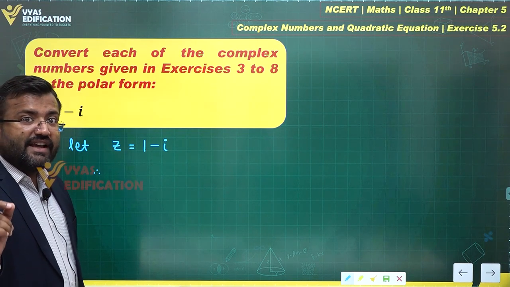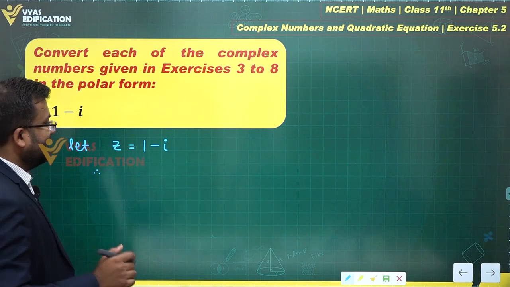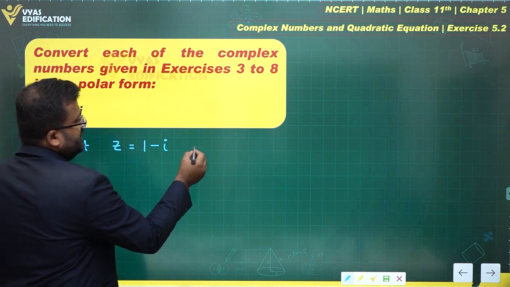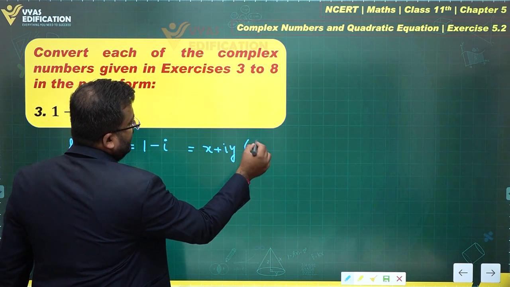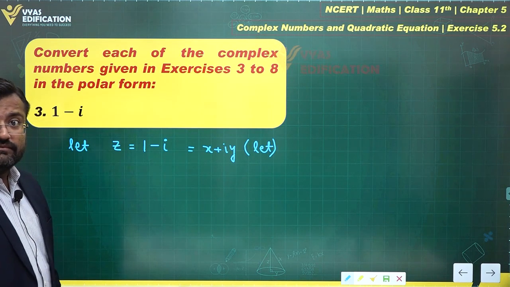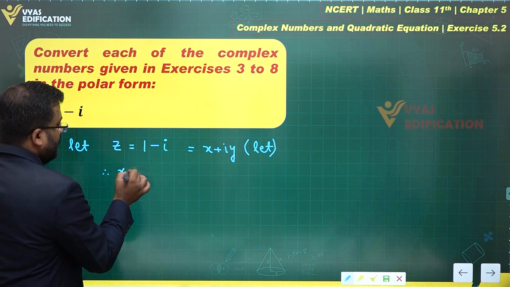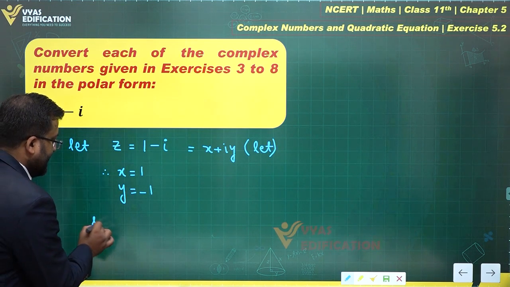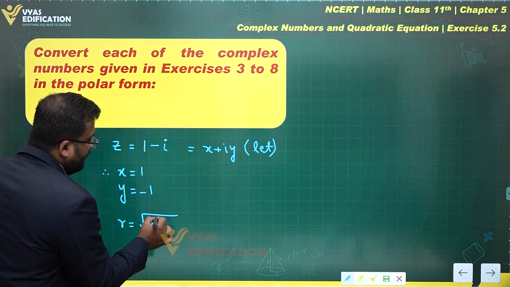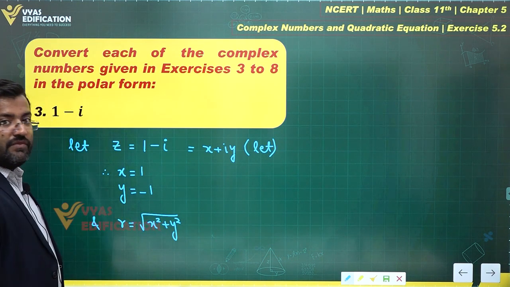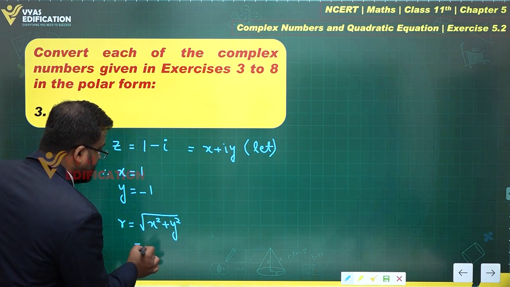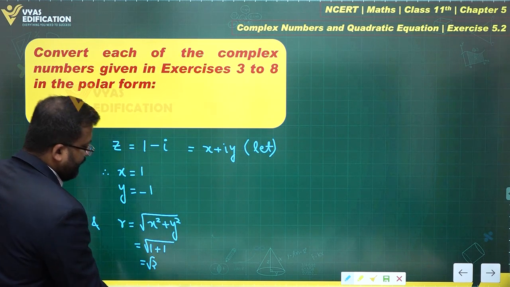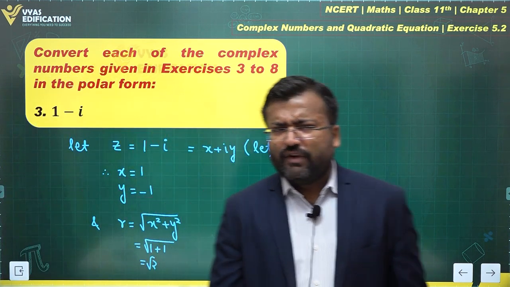Therefore, what will x be equal to? x is equal to r cos theta, y is equal to r sin theta. That is something which we know. Let this be equal to x plus iy. Therefore, x equals 1, y equals minus 1. And we can easily find the value of r, which is equal to under root of x square plus y square, which is under root of 1 plus 1, which is under root of 2. So you have found the value of r very easily.